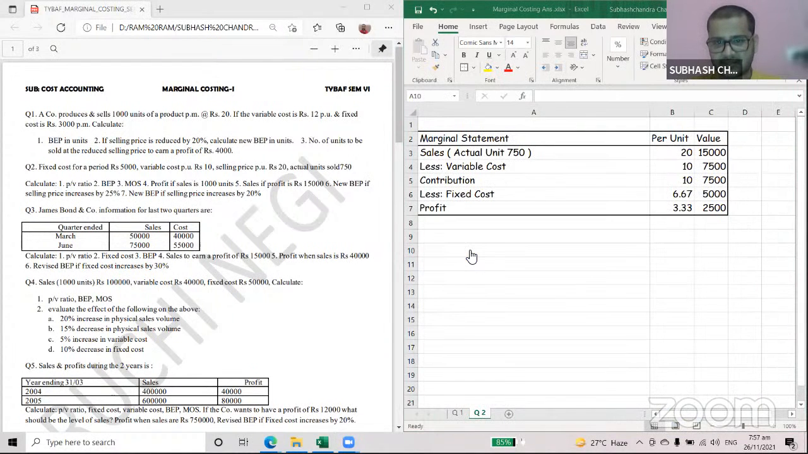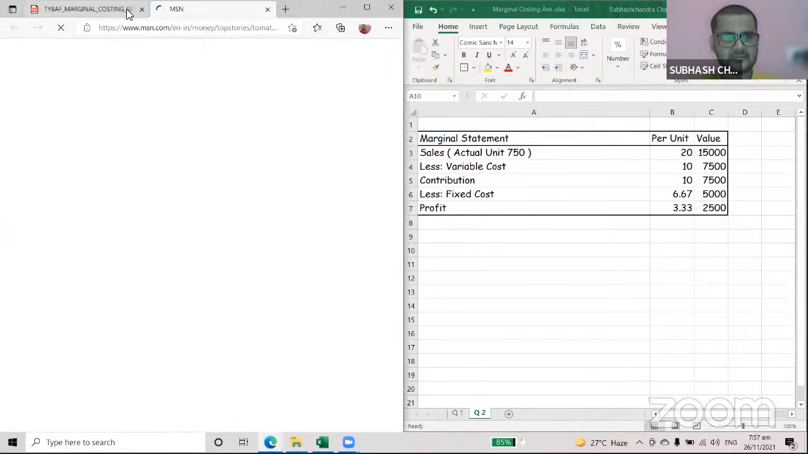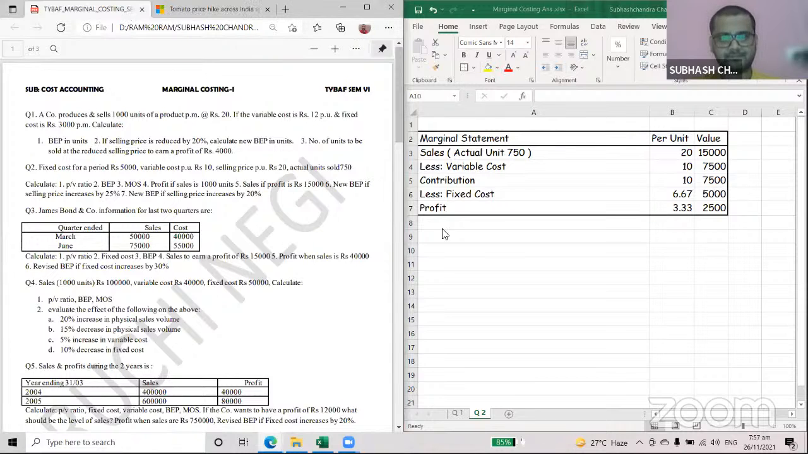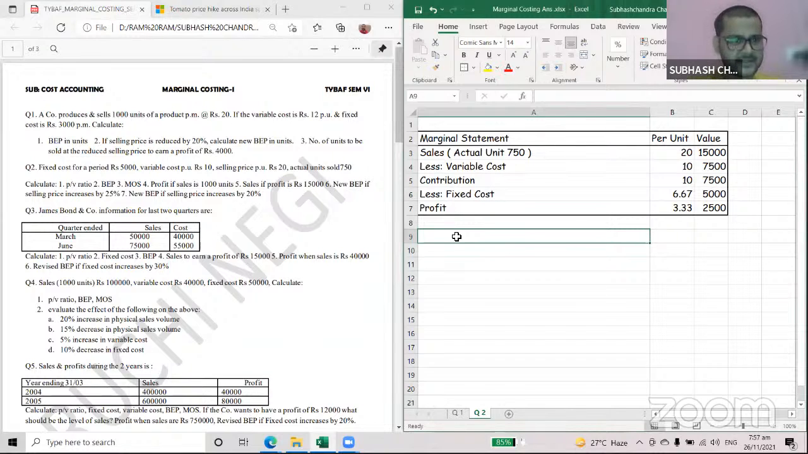Now we'll start with the questions one by one. So the first point is PV ratio. Point number one, PV ratio. Can anyone tell me the formula of PV ratio? You can write in your chat box. Formula of PV ratio, profit volume ratio.